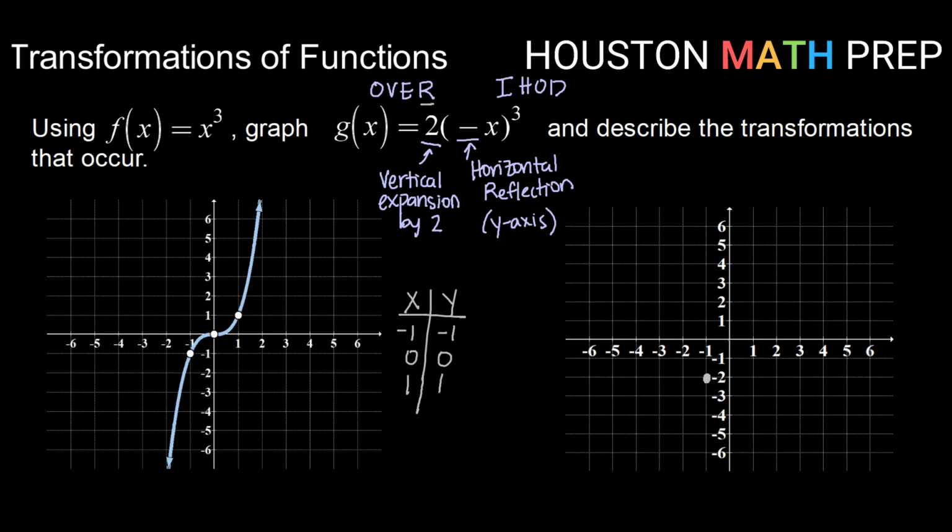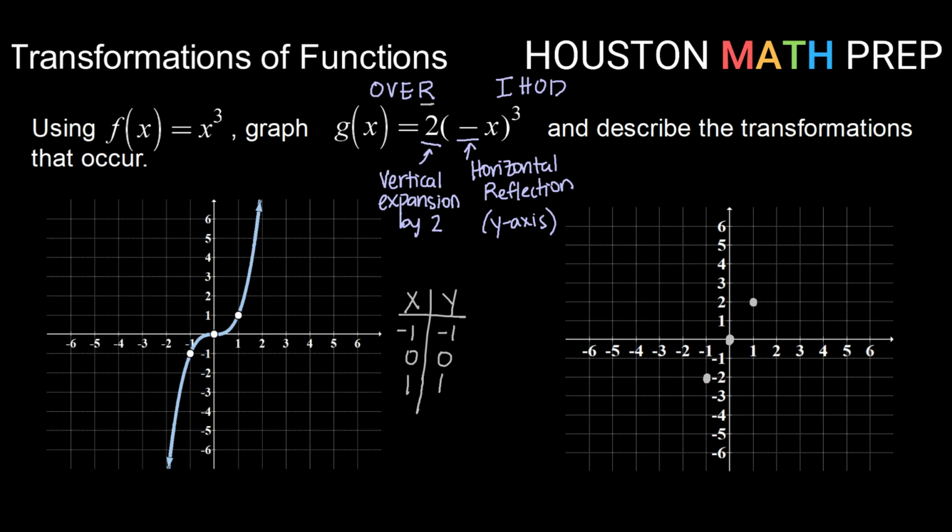At (0, 0), multiplying my y value of 0 by 2 still leaves me at 0. So that one's not changed. And (1, 1), multiplying my y value of 1 by 2 gives me a y value now of 2. So I can see that my graph looks like it's been grabbed from the top and the bottom and stretched out like taffy. So that's seeing my vertical expansion by 2.